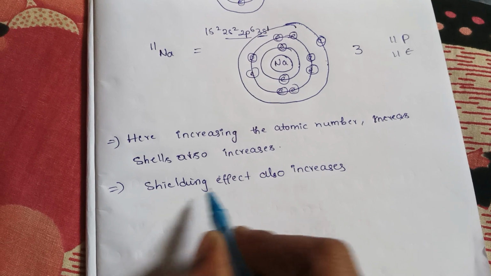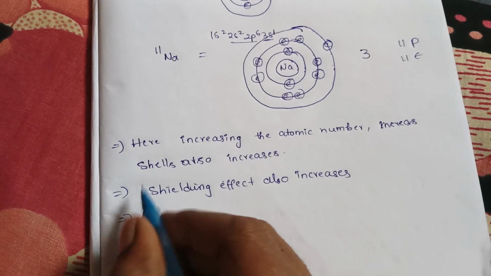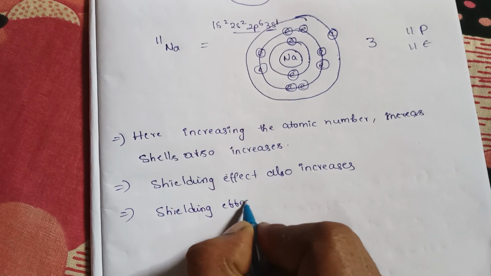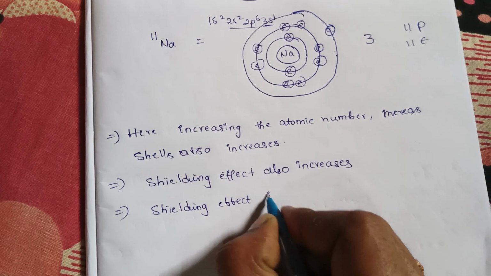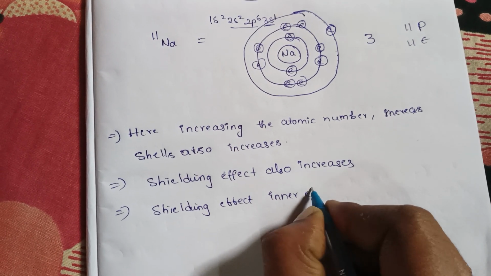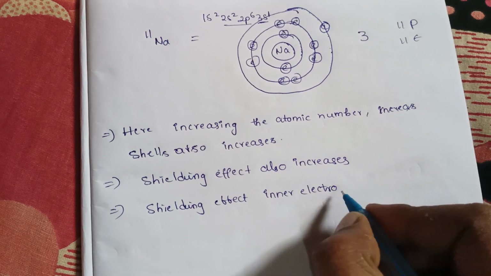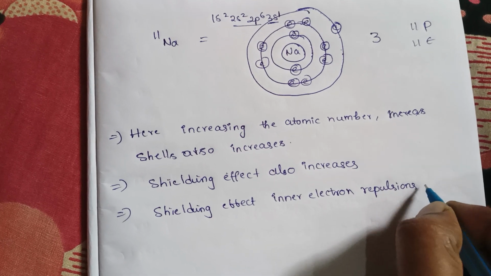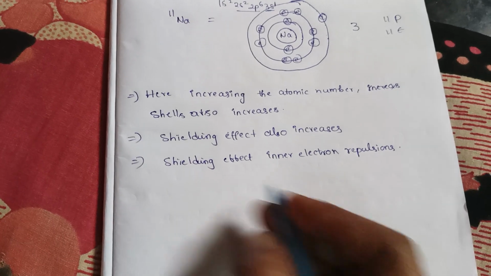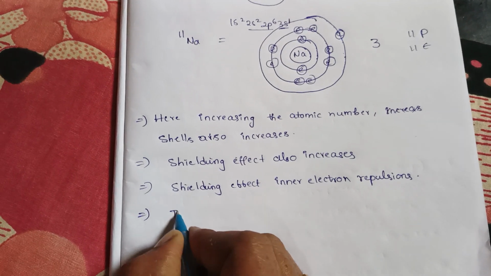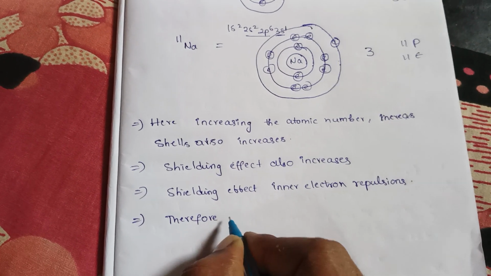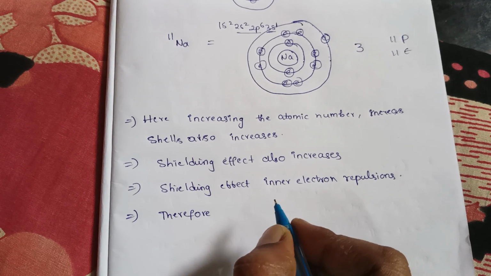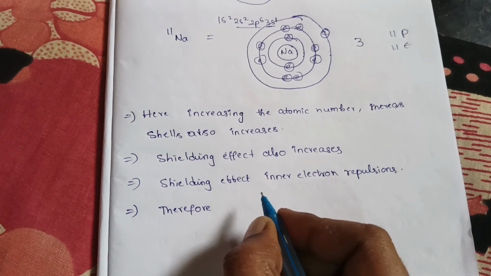What is the meaning of shielding effect? Shielding effect means inner electron repulsions. Therefore, number of shells increases, shielding effect increases, and atomic radius also increases from top to bottom.